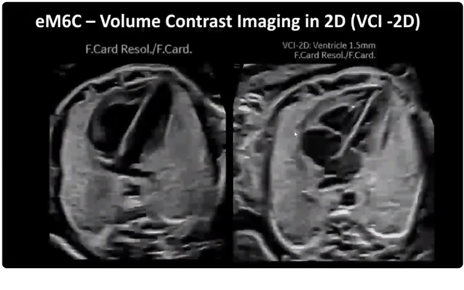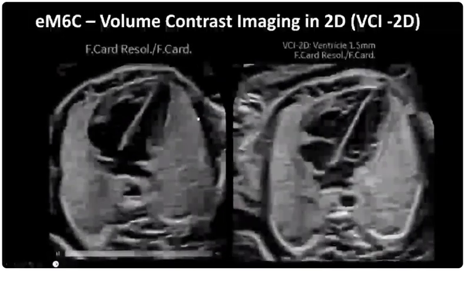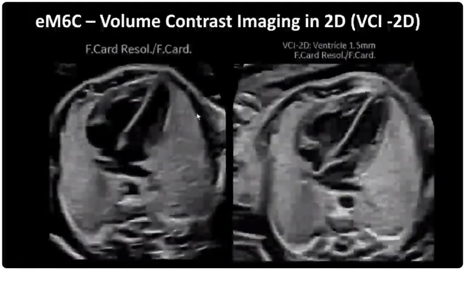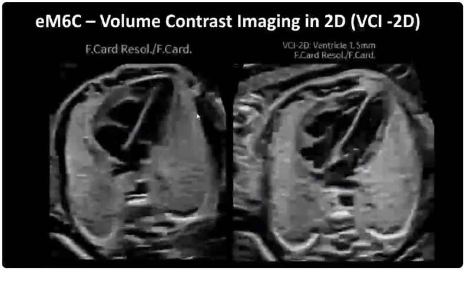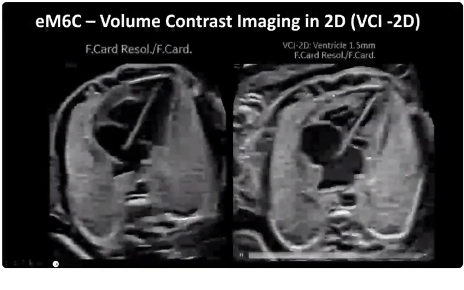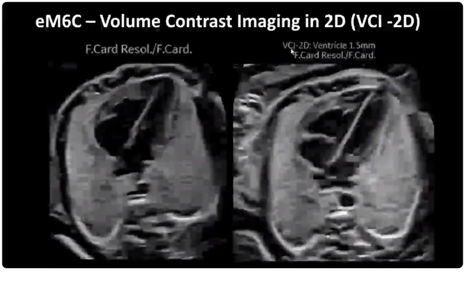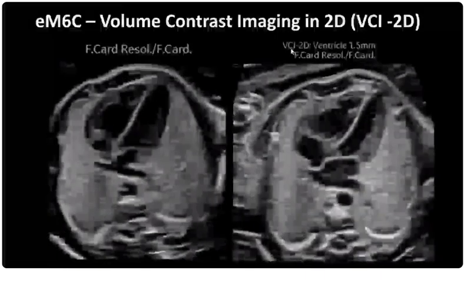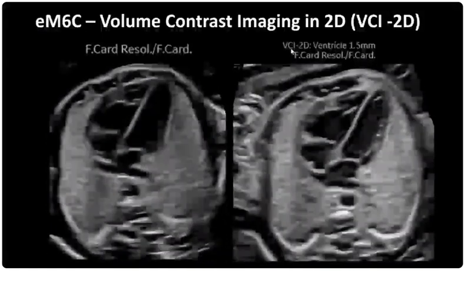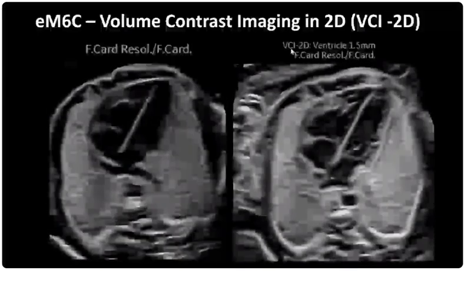So here you can see the comparison between the 2D image that we can see using the high frequency probe and using the cardiac preset on the resolution. And this is the same fetus, the VCI 2D, where we can visualize the heart almost like the 3D image, even though we are scanning still in 2D and we have the same frame rate and the temporal resolution maintained.